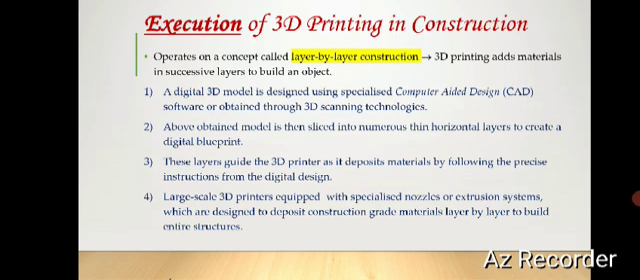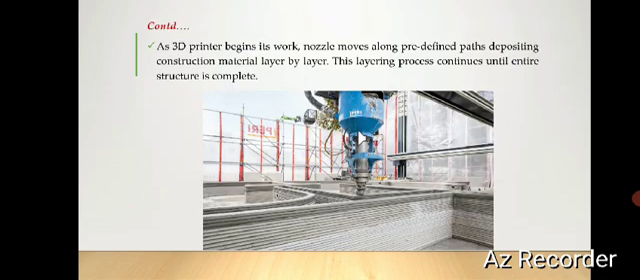Large-scale 3D printers are equipped with specialized nozzles or extrusion systems which are designed to deposit construction-grade materials layer by layer to build the entire structure. As the 3D printer begins its work, nozzles move along predefined paths, depositing construction material layer by layer. This layering process continues until the entire structure is complete. The slide shows the process in which a building is constructed using the 3D digital printer.